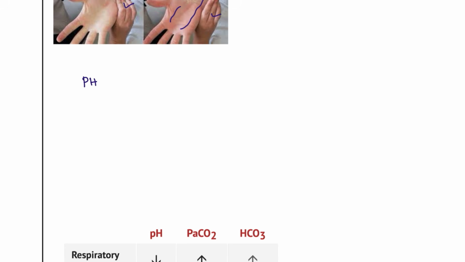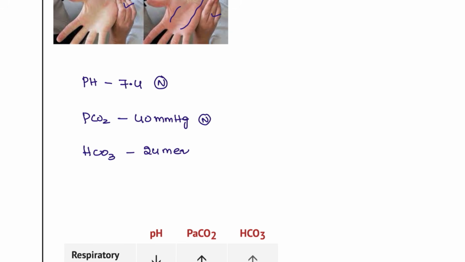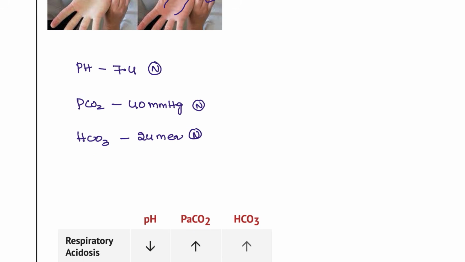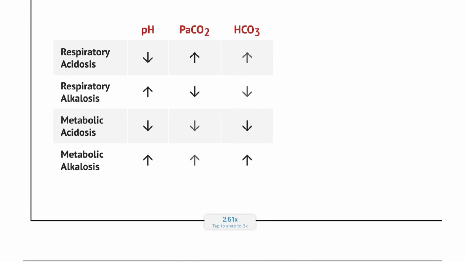First, you're going to check the pH levels. The normal pH is 7.4. Then you are going to check the PCO2, which is 40 mmHg, and the HCO3 bicarbonate, which is 24 milliequivalents. This is just average, guys. Normal, I am telling. Average only.